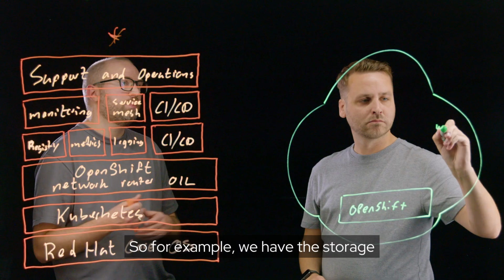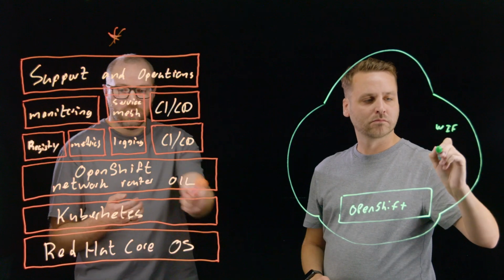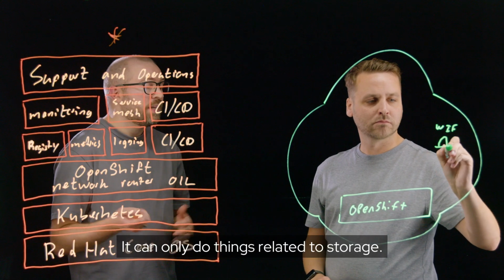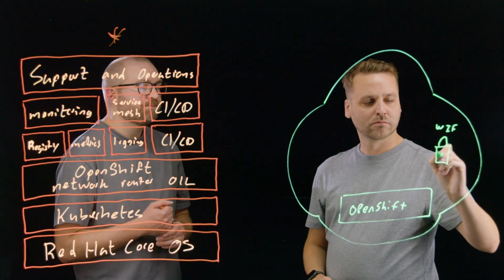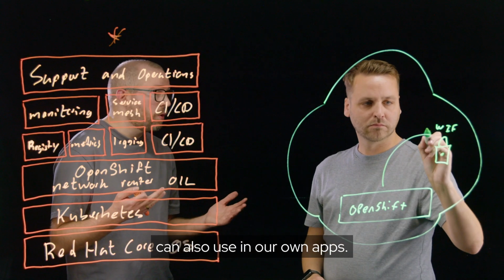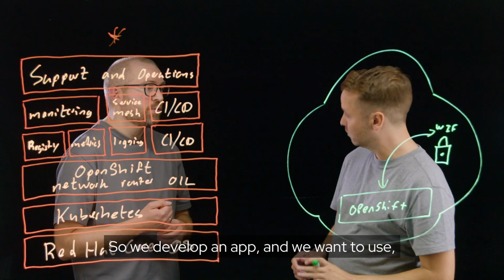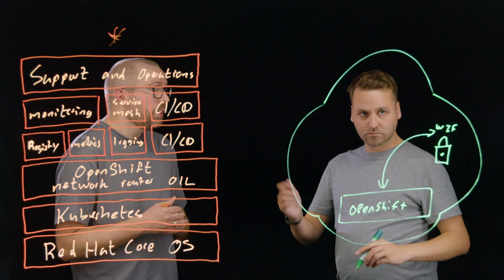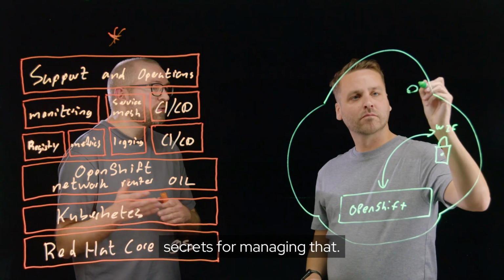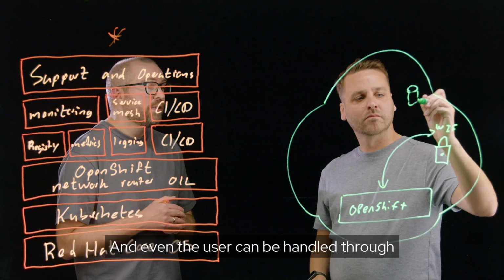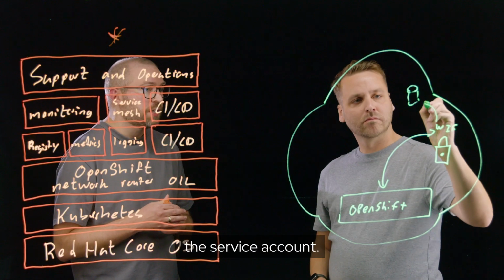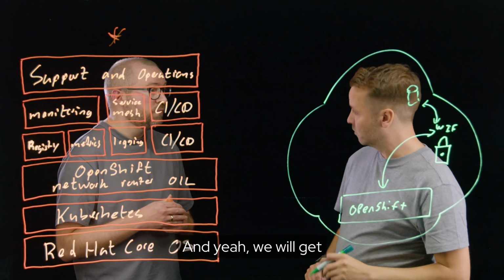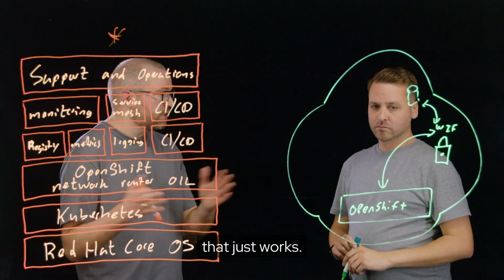So, for example, we have the storage operator in OpenShift. It is part of here. It can only do things related to storage. And this is something we can also use in our own apps. So we develop an app and we want to use, let's say, Cloud SQL. We don't need to set up any secrets for managing that. And even the user can be handled through the service account. And we will get short-lived tokens that just works.